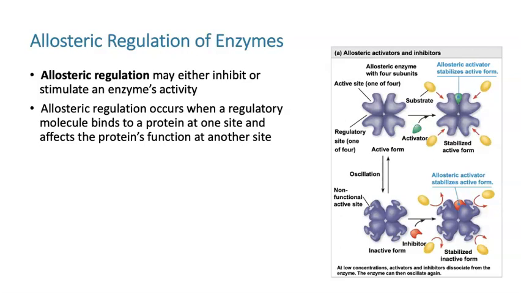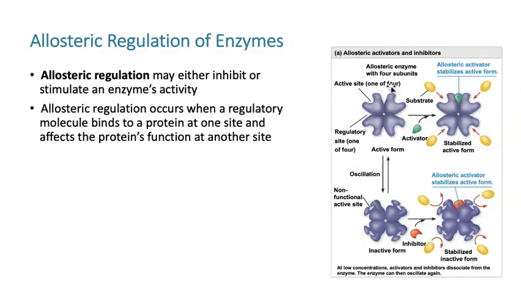So one form of regulation is called allosteric regulation. And allosteric regulation can either inhibit or stimulate an enzyme's activity. Allosteric regulation happens when a regulatory molecule binds to a protein at one site and affects the protein's function at the other site. So let's take a look at this diagram and see what that means.